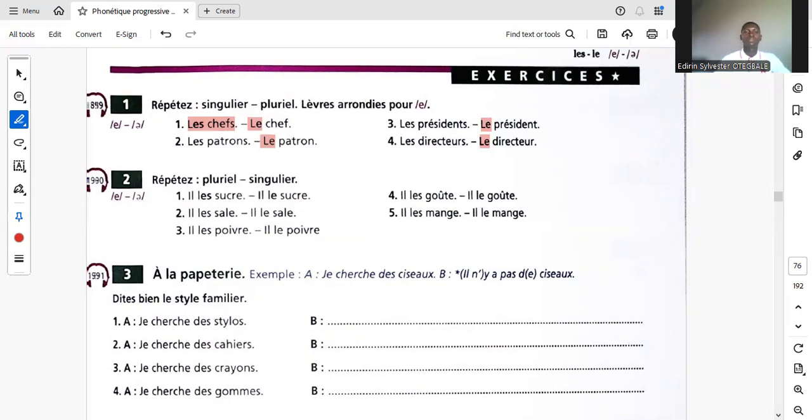Exercice 2. 1. Il les sucre. Il le sucre. 2. Il les sale. Il le sale. 3. Il les poivre. Il le poivre.